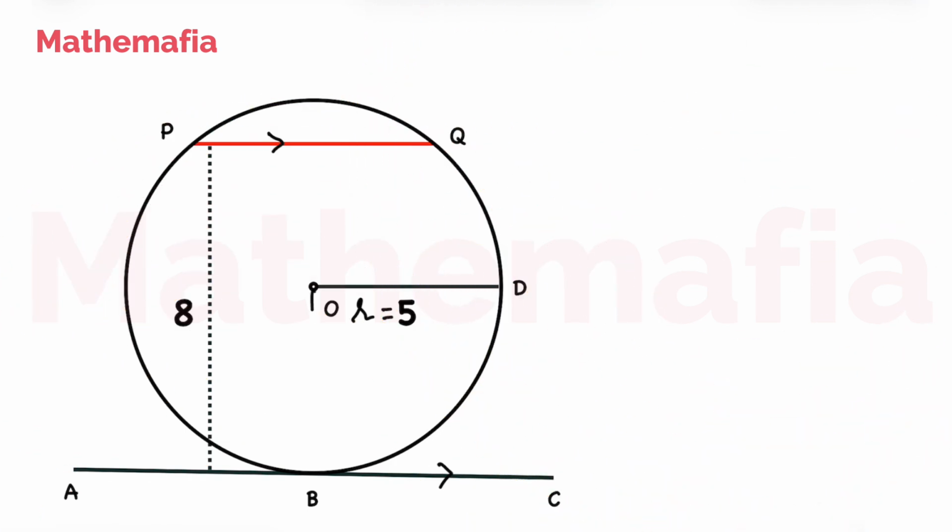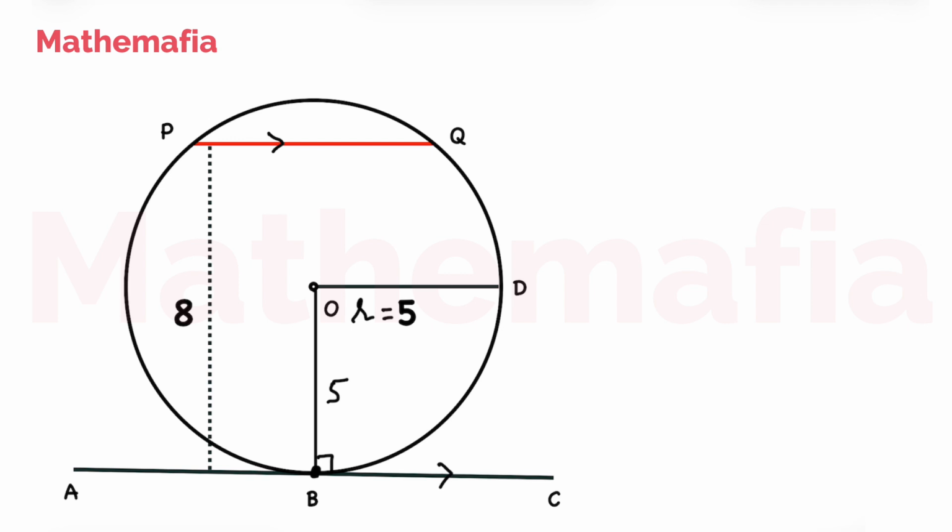Let us join the center of the circle with this point of contact B. OB is also a radius, so its length will be 5. OB is also perpendicular to ABC because the radius through the point of contact is always perpendicular to the tangent.